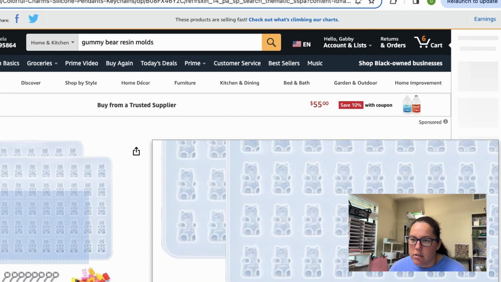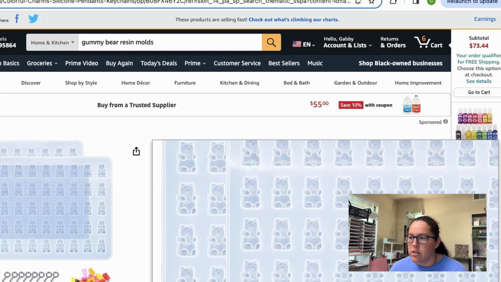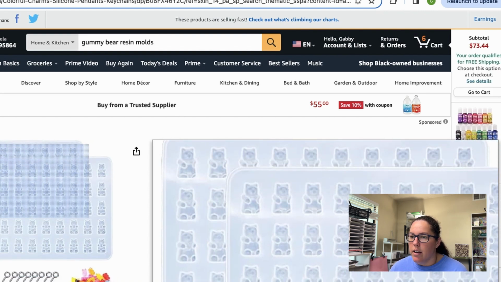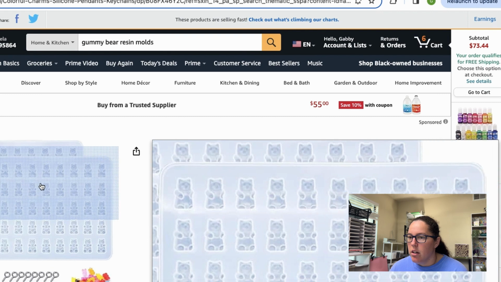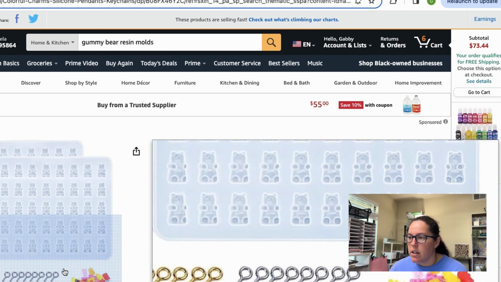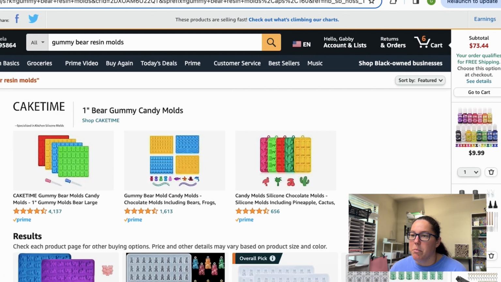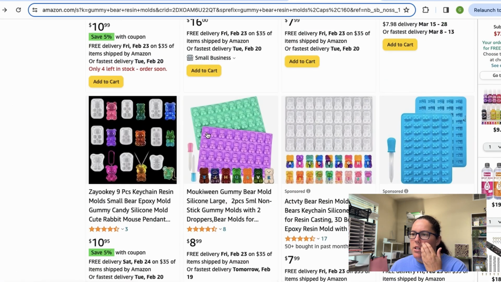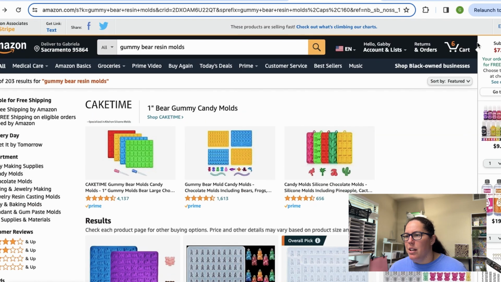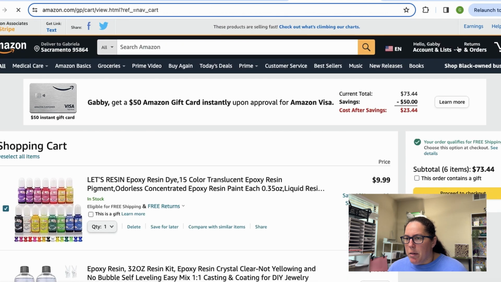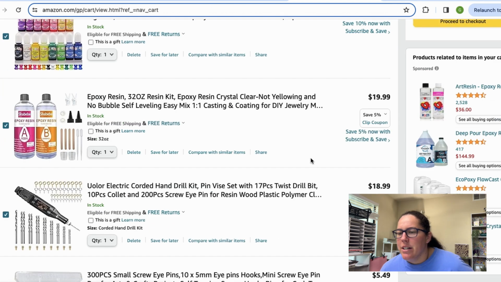How much is it? 1, 2, 3, 4, 5. 1, 2, 3. 1, 2, 3, 4, 5, 6, 7, 8, 9, 10. So 50 and 50. So it has 100 little bear molds. I'll just stick to what I have in my cart, and then if the time comes that I need more, I'll get more, I guess.